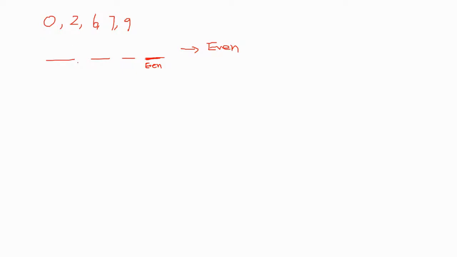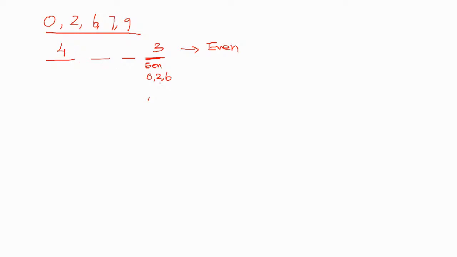So what are the possible ways? From the given list of numbers 0, 2, 6, 7, and 9, I have to pick 0, 2, and 6 for the last digit, and the remaining places I have to fill. So three possible ways. How many possible values here? 4, 3, 2. Is there a possibility of remaining four possible values?